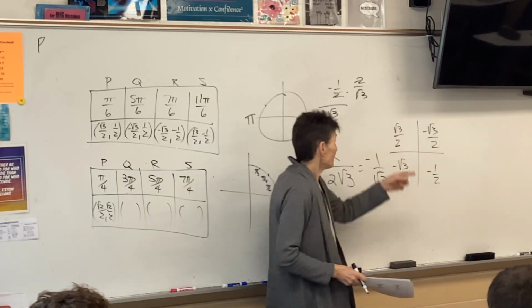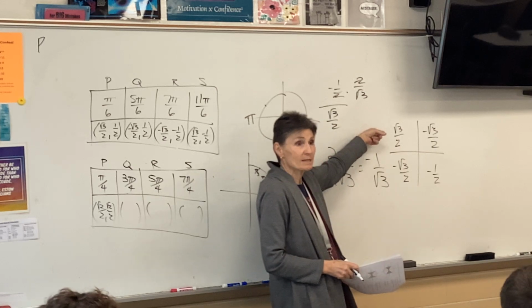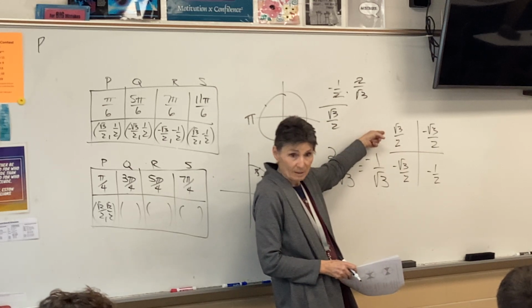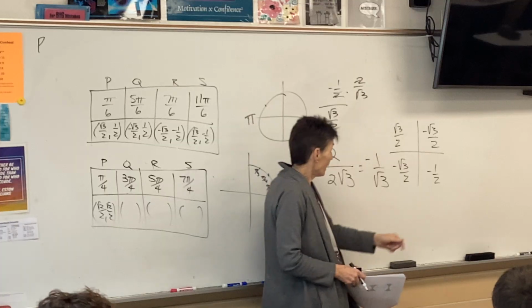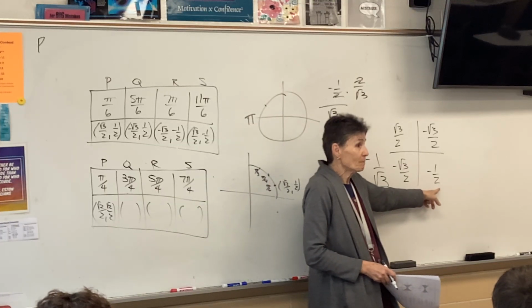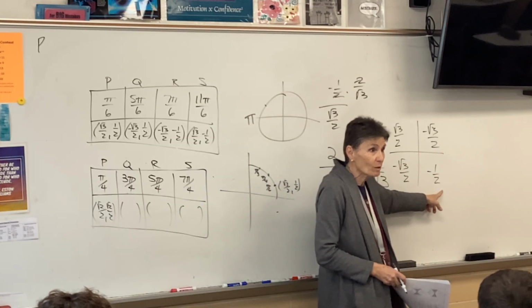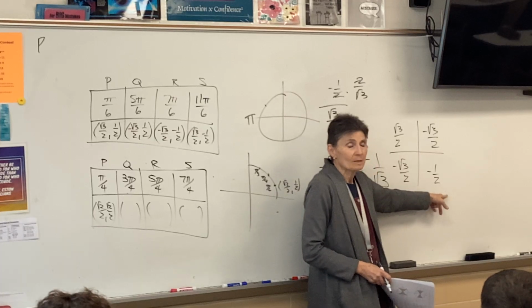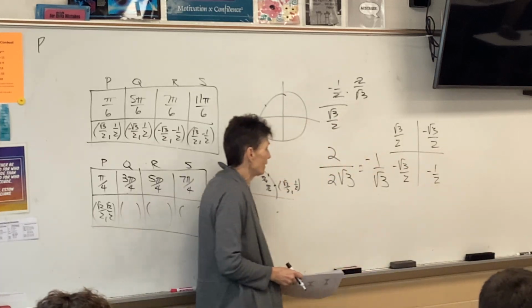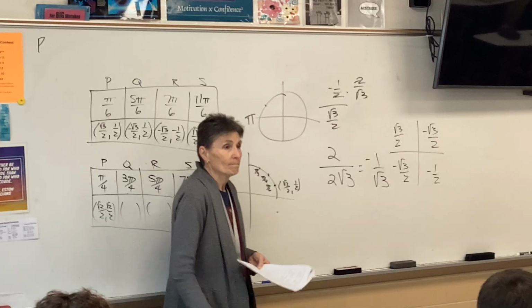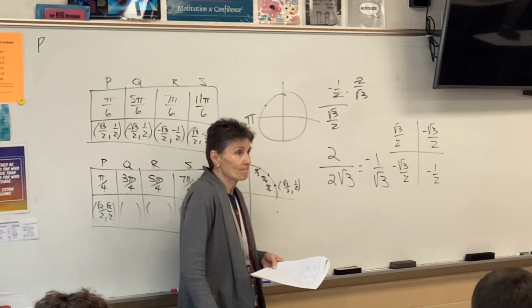So I might say this is the one that doesn't fit because it's the only one that has a positive value. Or I might say this one doesn't fit because it's the only one that's not a √3 over 2 version. So there's lots of different ways we could look at it. Okay, we all right with that?